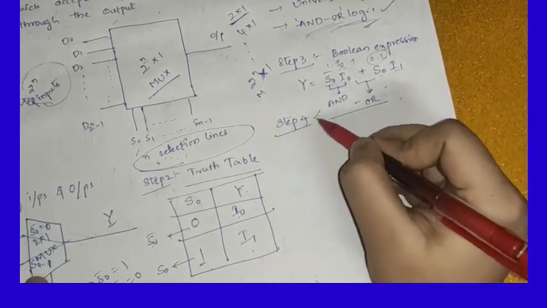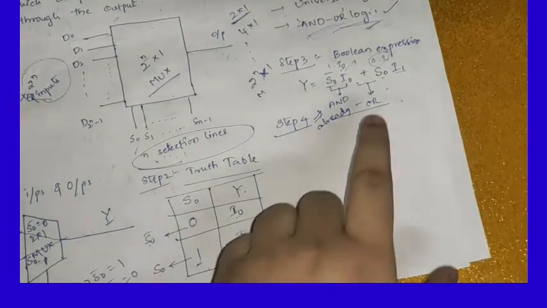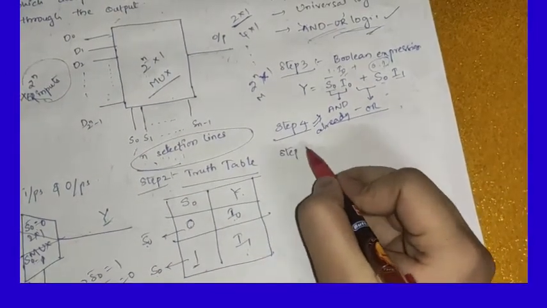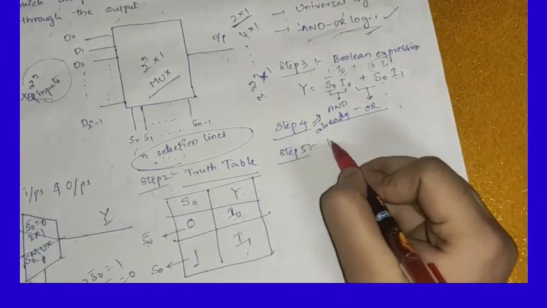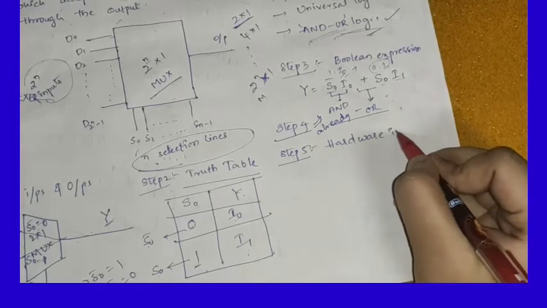Here minimization is already done because further minimization is not possible. And step 5 is hardware implementation, or drawing the logical diagram.